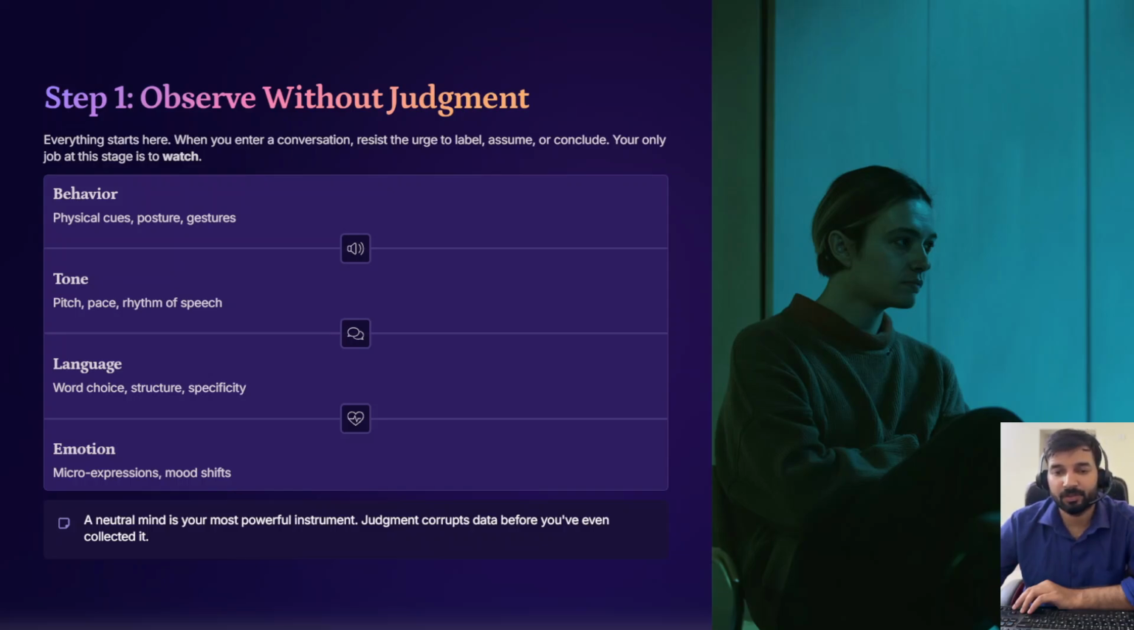First is observe without judgment. Everything starts here. When you enter a conversation, don't assume, don't label, don't jump to conclusions. Just observe. Watch behavior, tone, language, and emotional signals. This keeps your mind neutral and accurate.